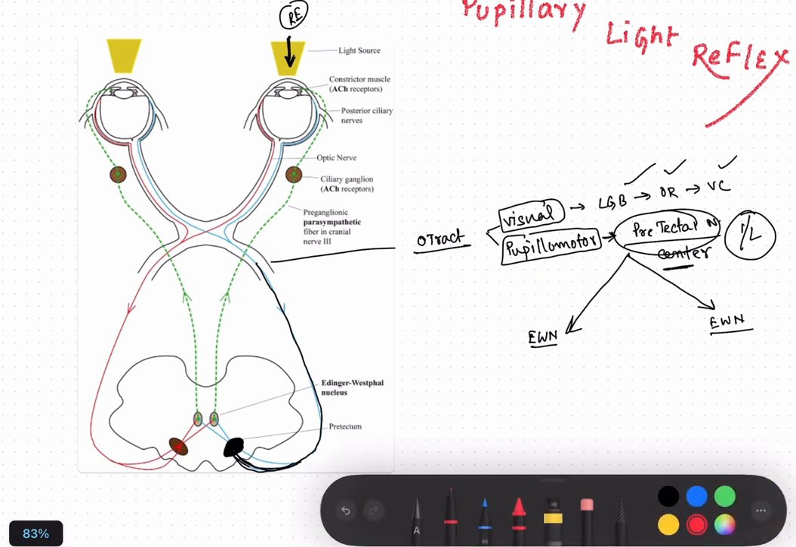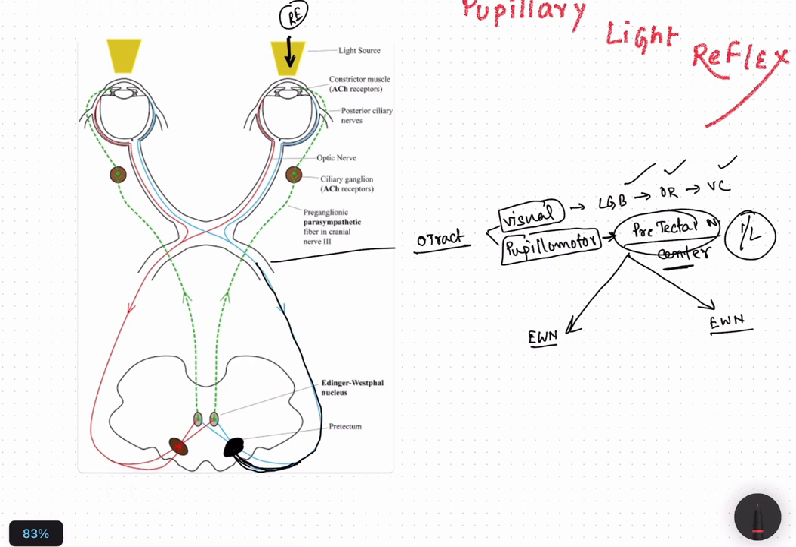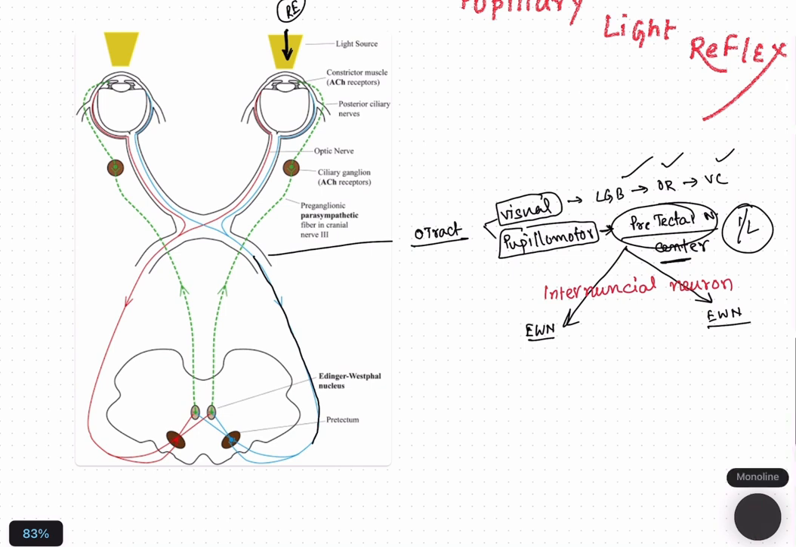What are those neurons known as? These neurons, the blue and the red one, are known as internuncial neurons. So from the pretectal nuclei, the light reflex stimulus is carried to the bilateral Edinger-Westphal nuclei. Now the Edinger-Westphal nucleus is the nucleus from which the third nerve will arise.